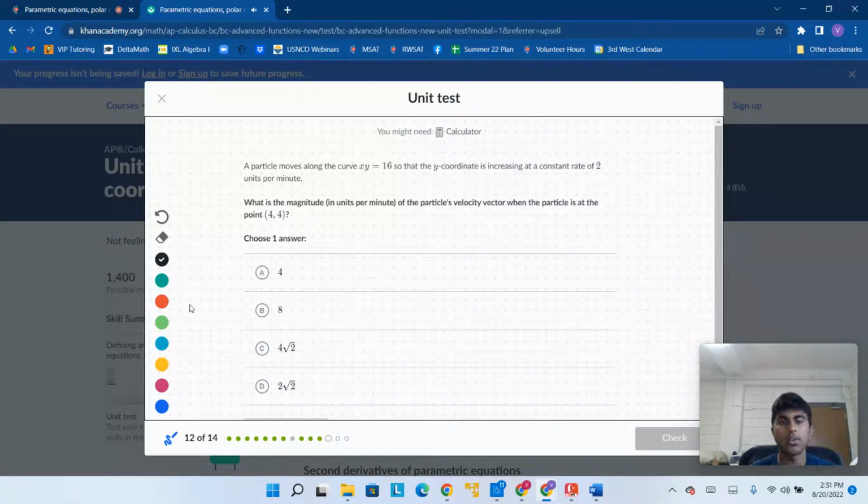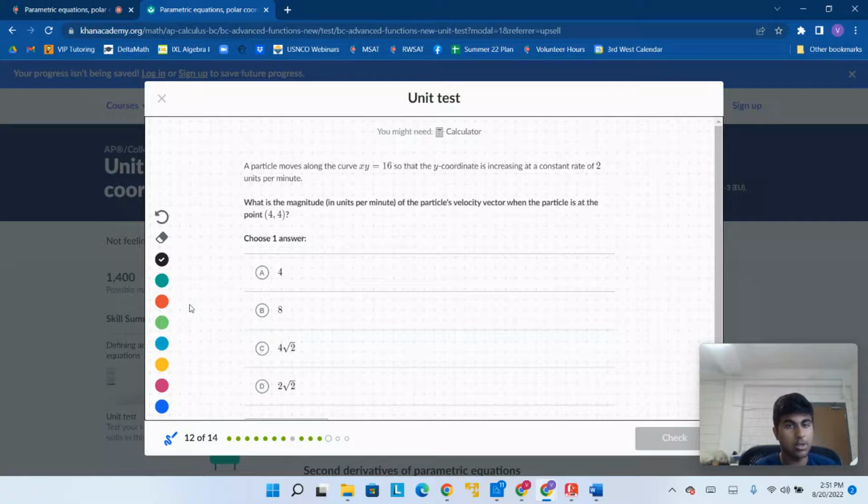A particle moves along the curve xy equals 16, so that the y-coordinate is increasing at a constant rate of 2 units per minute. What is the magnitude in units per minute of the particle's velocity vector when the particle is at the point 4, 4? Okay. So how do we think about that? How do we think about what is going on in that situation?